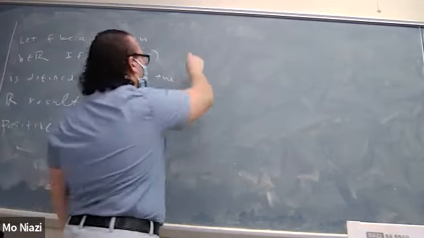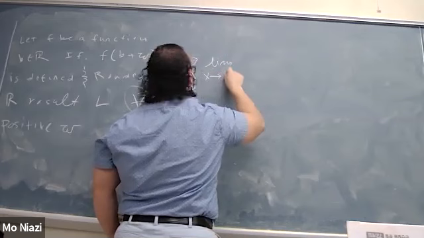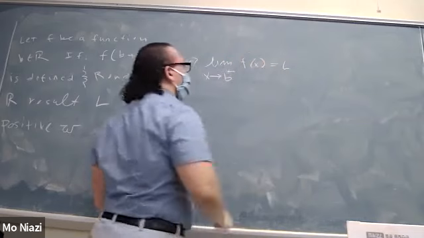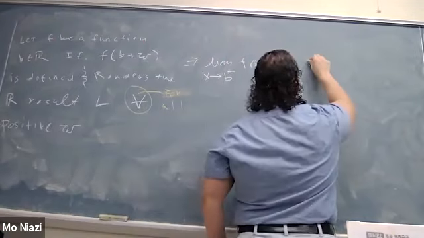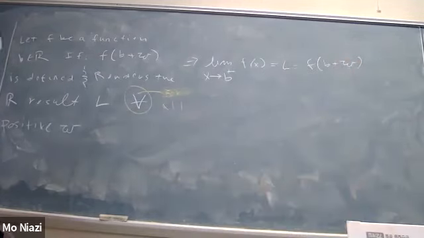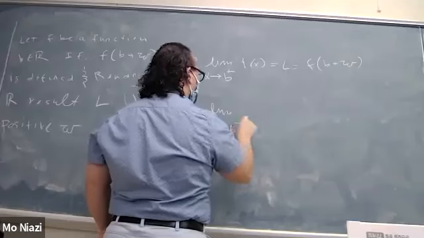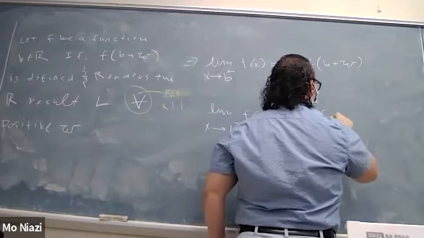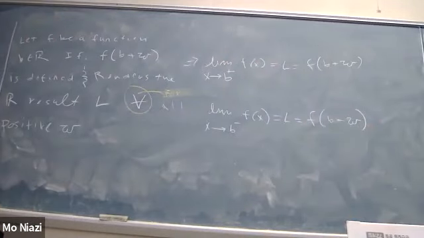So if this is true, that implies that the limit as x approaches b from the right of f of x is equal to L. So what that means is that f of b plus omega ends up rendering the real result L. By the same token, the limit as x approaches b from the left of f of x, if that equals L, this would imply that f of b minus omega renders the real result L, where omega is a positive. Omega is always positive.